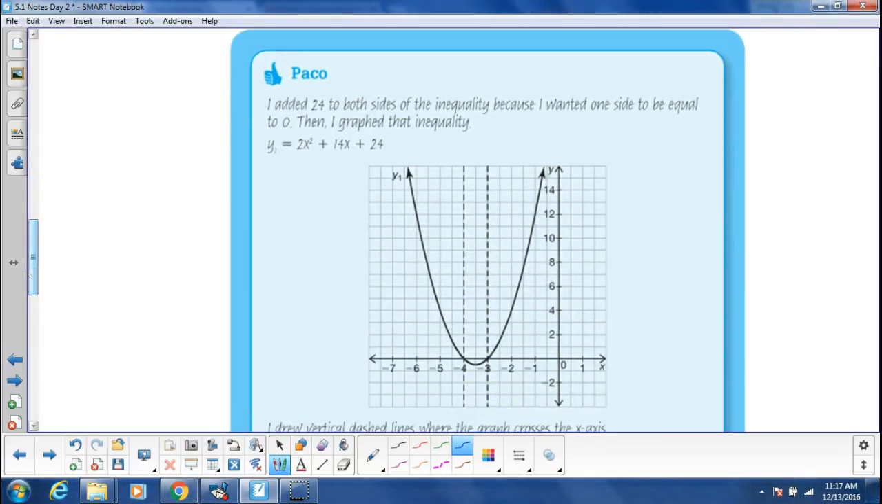Paco is on the next page, page 409. Paco added 24. Remember, our function started with negative 24 is greater than 2x squared plus 14x. So Paco added 24 to both sides because he wanted one side to be equal to 0. Then he graphed that inequality. So really what Paco is graphing is 0 is greater than 2x squared plus 14x plus 24.